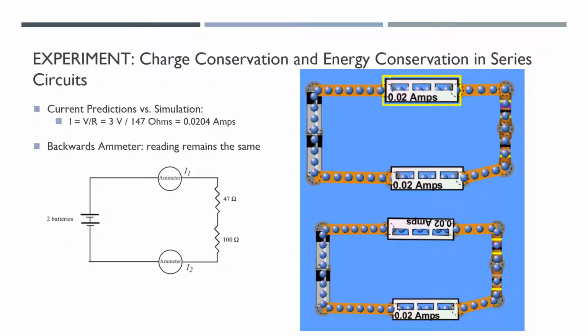The first part of the experiment looked at charge conservation and energy conservation in series circuits. We constructed a simple circuit in the simulator using 2 batteries, 2 ammeters, and 2 resistors. You can see screenshots of my circuit on the right. First, we predicted the current in the circuit. My calculations predicted that there would be 0.0204 amps running through the circuit, and when I inserted an ammeter into the circuit, I found my prediction to be validated. The next part of the experiment asked us to turn one of the ammeters backwards and see if the reading remained the same, which it did.